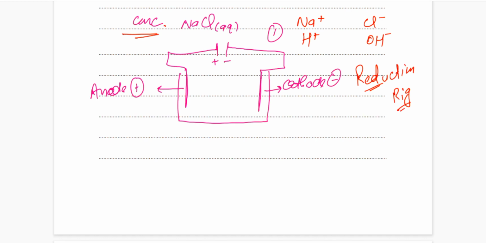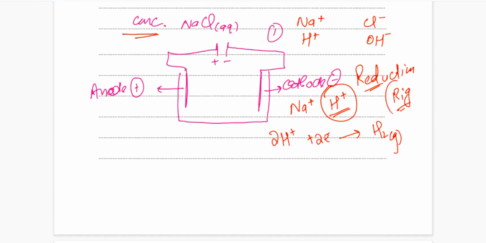So we have two cations, and both of them will be attracted towards the cathode. One of them will be preferred, that is the H plus, because it is easy for the cathode to discharge the H plus. So 2H plus, each will gain one electron. This is the gain of electrons, which is reduction. You can say it simply over here.